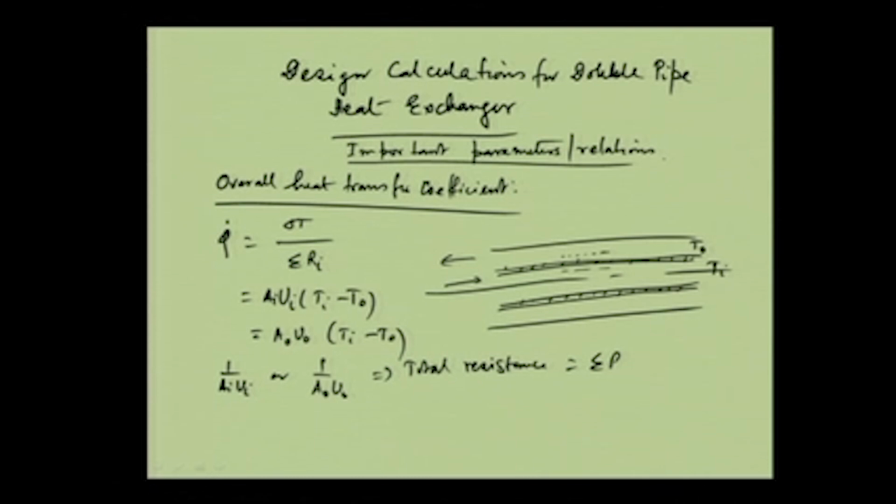And that is equal to the summation of R i, and these total resistances are based on U i and U o, which are the overall heat transfer coefficients. These are based on the internal area, the inside area of the inner pipe, or on the outside area of the inner pipe. So, based on that, if we do this, then what we will get, as we have already discussed, is that 1 by U i equals 1 by h i plus A i ln (R o by R i) divided by 2 pi K L.